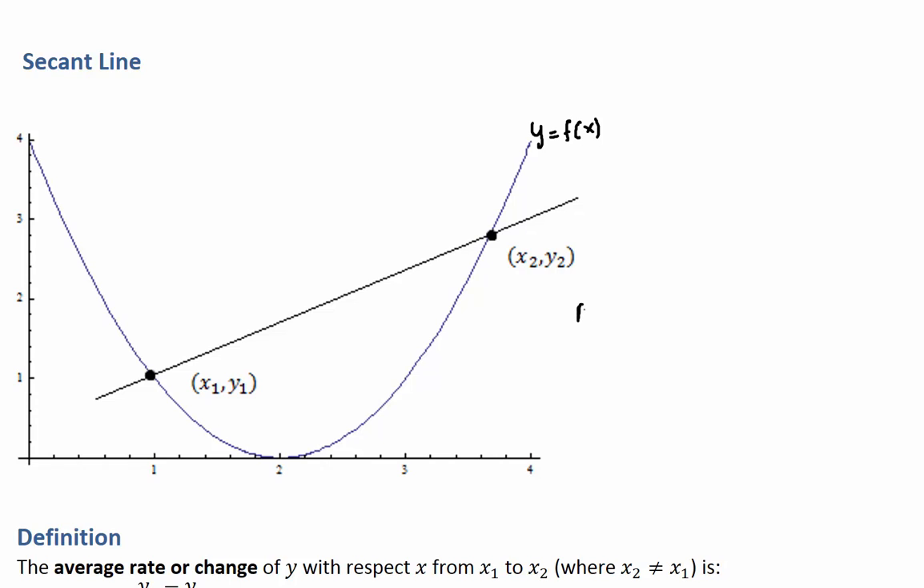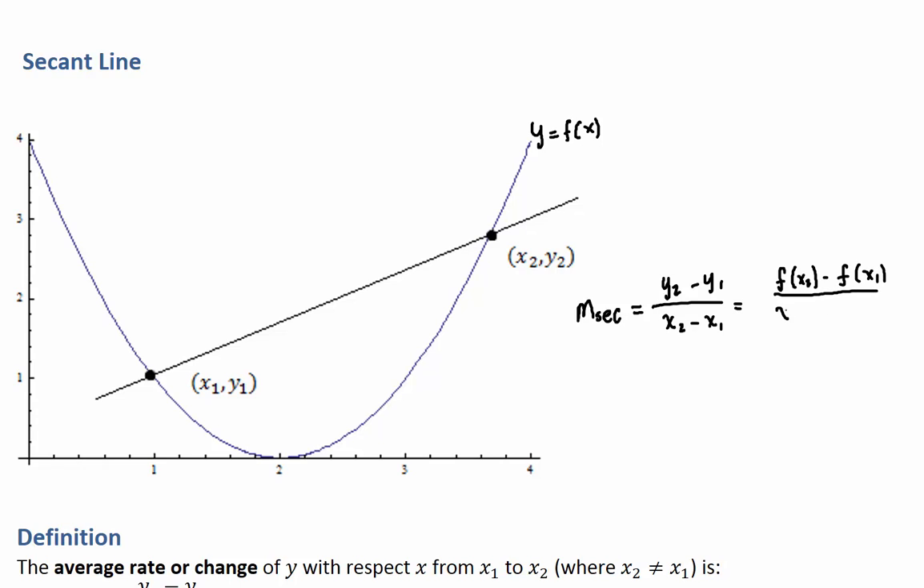Now, how could we write the slope of this line? Well, let's call the slope m sub sec, for secant line, and it would be y2 minus y1 divided by x2 minus x1. That's just the definition of the slope that you learn in pre-calculus. Now, since the points (x1, y1) and (x2, y2) live on the graph, y2 would just be equal to f of x2, and y1 would be f of x1.